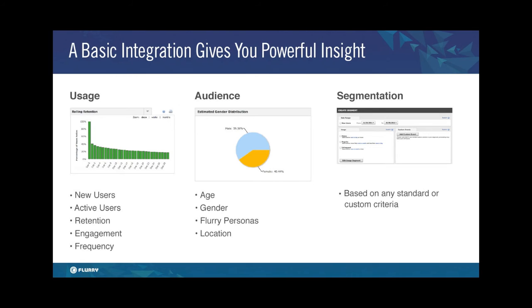This concludes the review of the topics covered within this video. To recap, we covered the main features of Flurry Analytics available with the basic integration. Those features were 1. Usage analytics, including the Flurry benchmarks. 2. Audience metrics, including Flurry estimates for age and gender, and Flurry personas. And 3. Segmentation, allowing you to focus on the metrics for the groups of users that matter most to you.